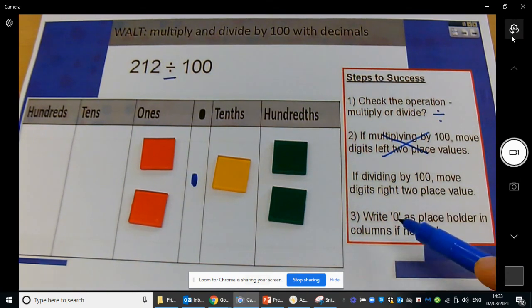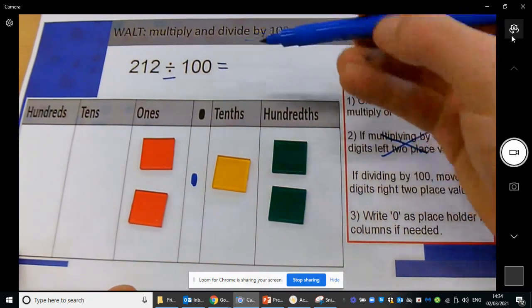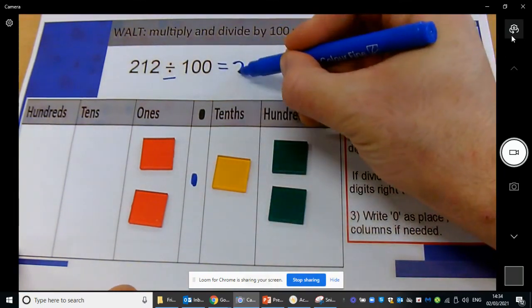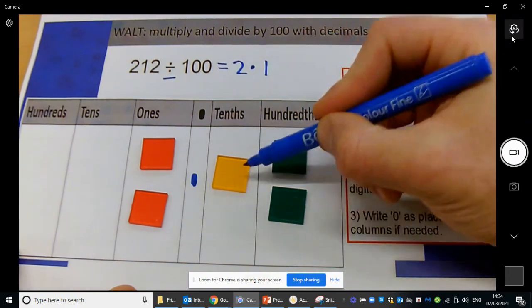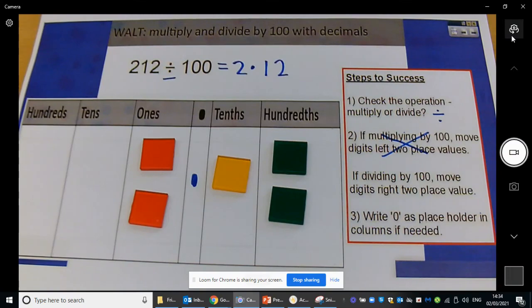And then step 3, write a 0 as a placeholder in the columns if needed. Do we need to write a 0 anywhere as a placeholder? No, we don't need to do that. So 212 divided by 100 is 2.12.